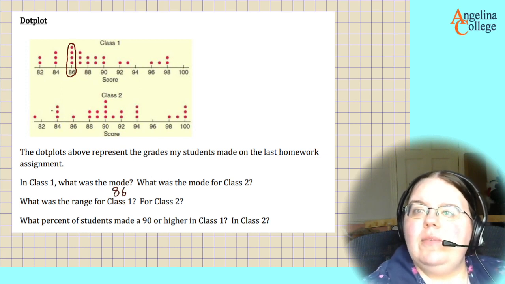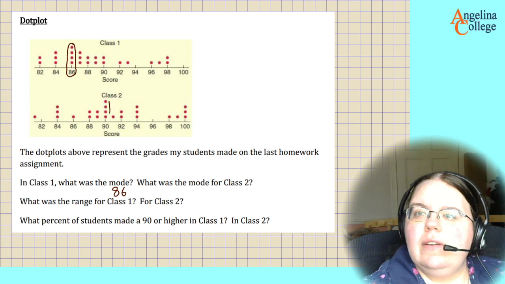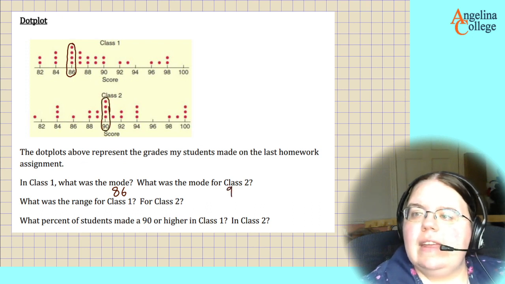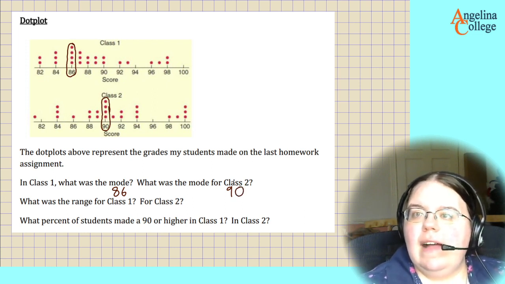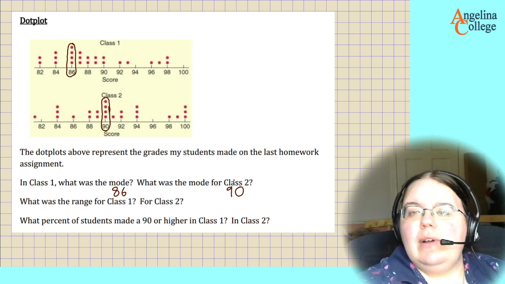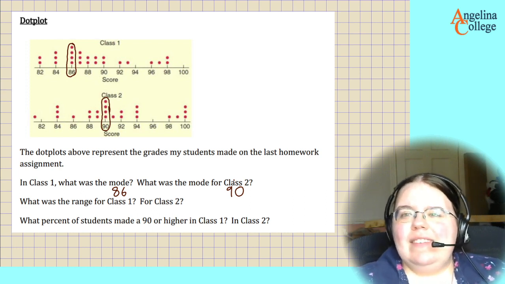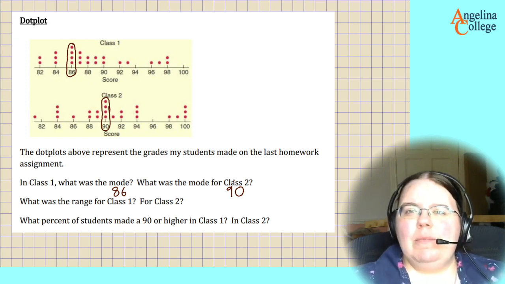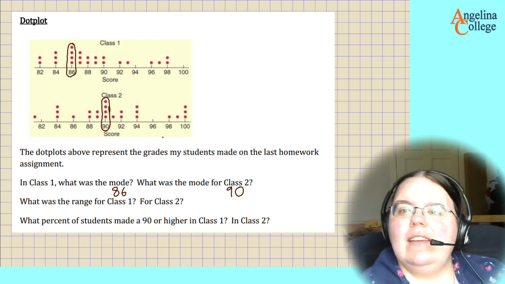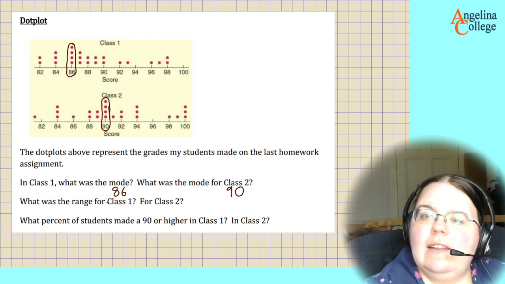Now in class 2, we'll do the same thing. And I see the tallest stack of dots right here. So in class 2, the mode was 90. So the most common score was a little higher in class 2 than in class 1. Now you can't always tell how two classes are comparing from that though, because sometimes the mode is the mode kind of by coincidence. So let's investigate a little bit further.